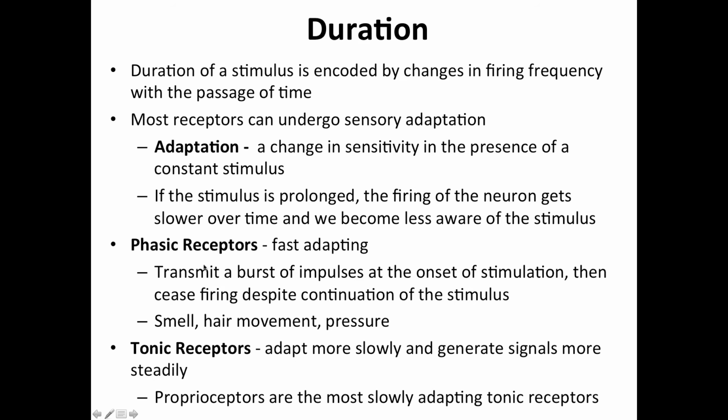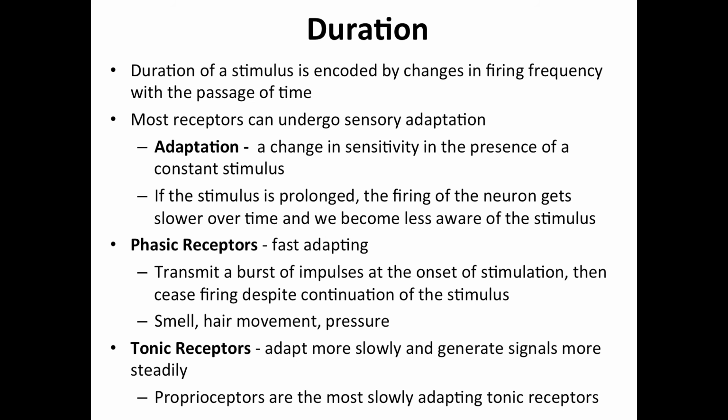So the types of adaptation we see are called phasic or tonic receptors. A phasic receptor tends to be what we call fast adapting. What that means is that it's very sensitive right off the bat, and it alerts the brain with a burst of impulses at the very onset, but then stops firing. So it quickly adapts to the stimulus. Oftentimes, these phasic receptors will send off a single final burst at the very end of the stimulus.